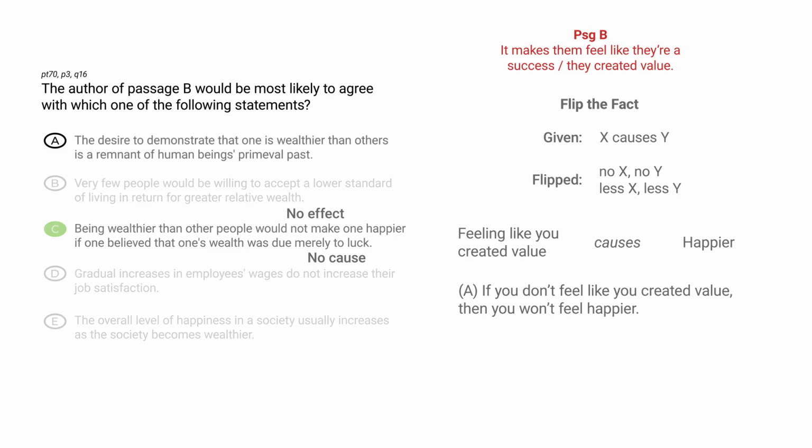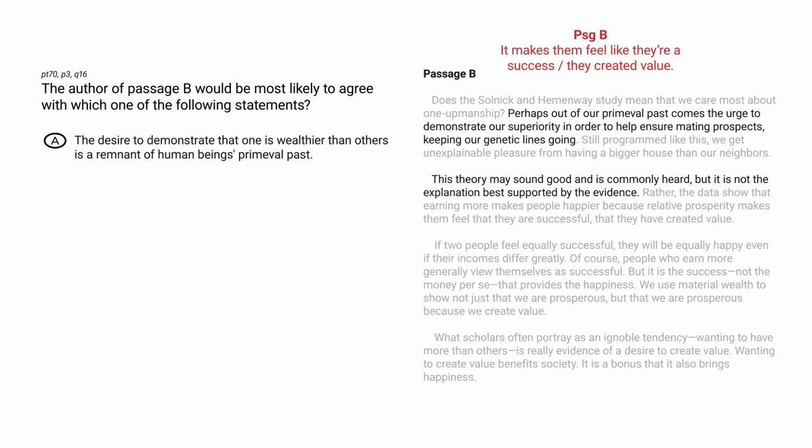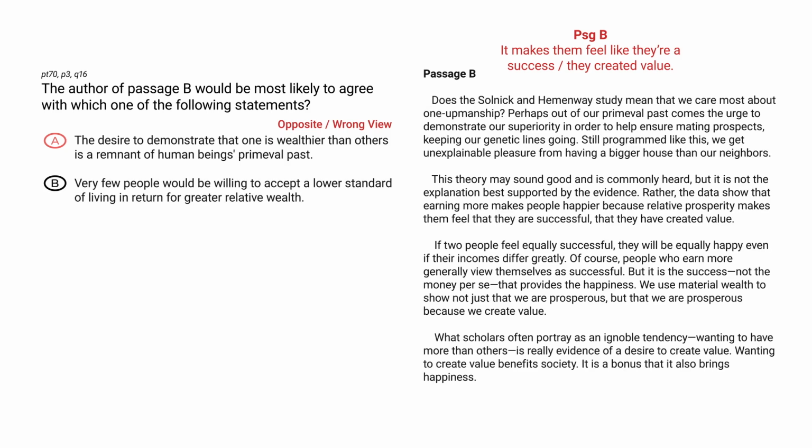How about the other answers? Well, A is contradicted. The author sort of entertains this idea in the first paragraph and then goes, might sound good, but that is not the explanation best supported. So this is really the opposite of what the author would believe. B kind of brings in an out-of-scope concept about a lower standard of living, and just has loaded language. Very few people would accept it. But it almost feels like, if anything, it goes against Passage B.